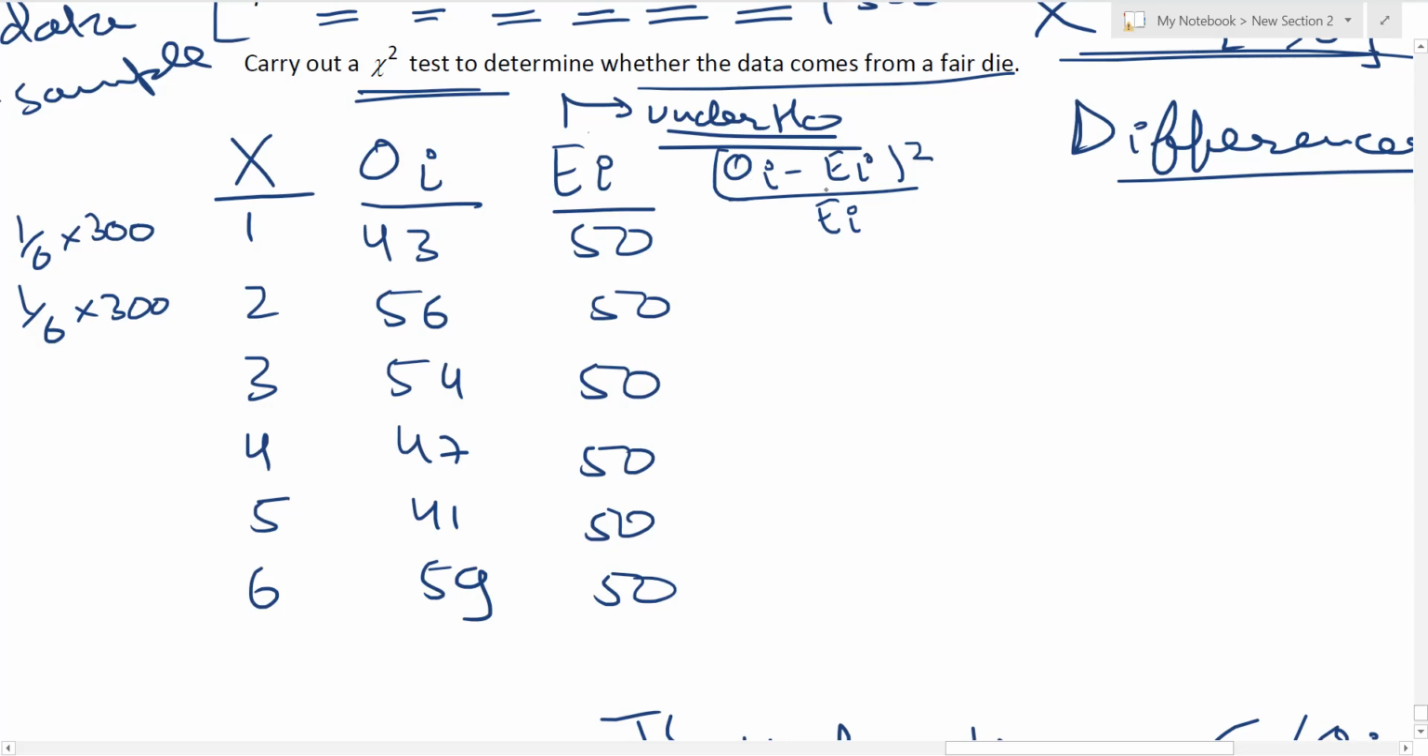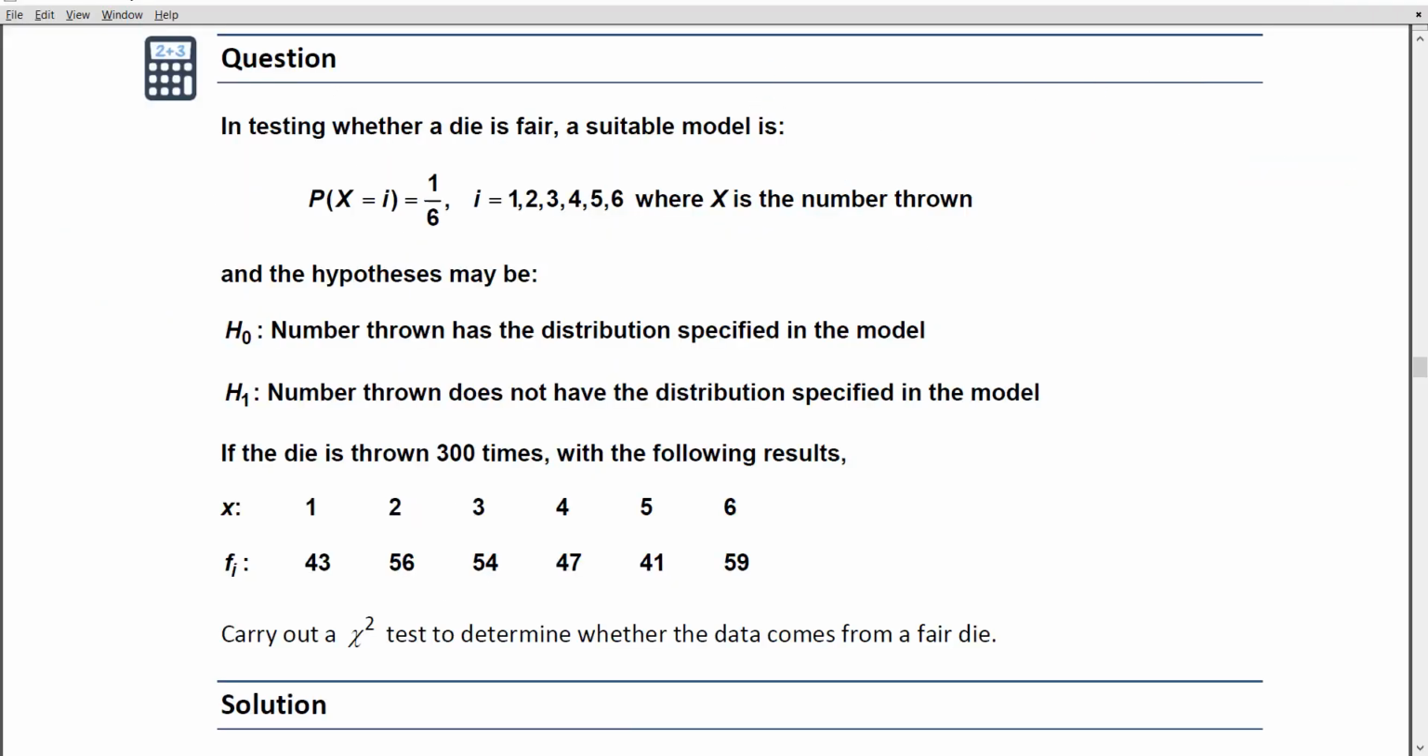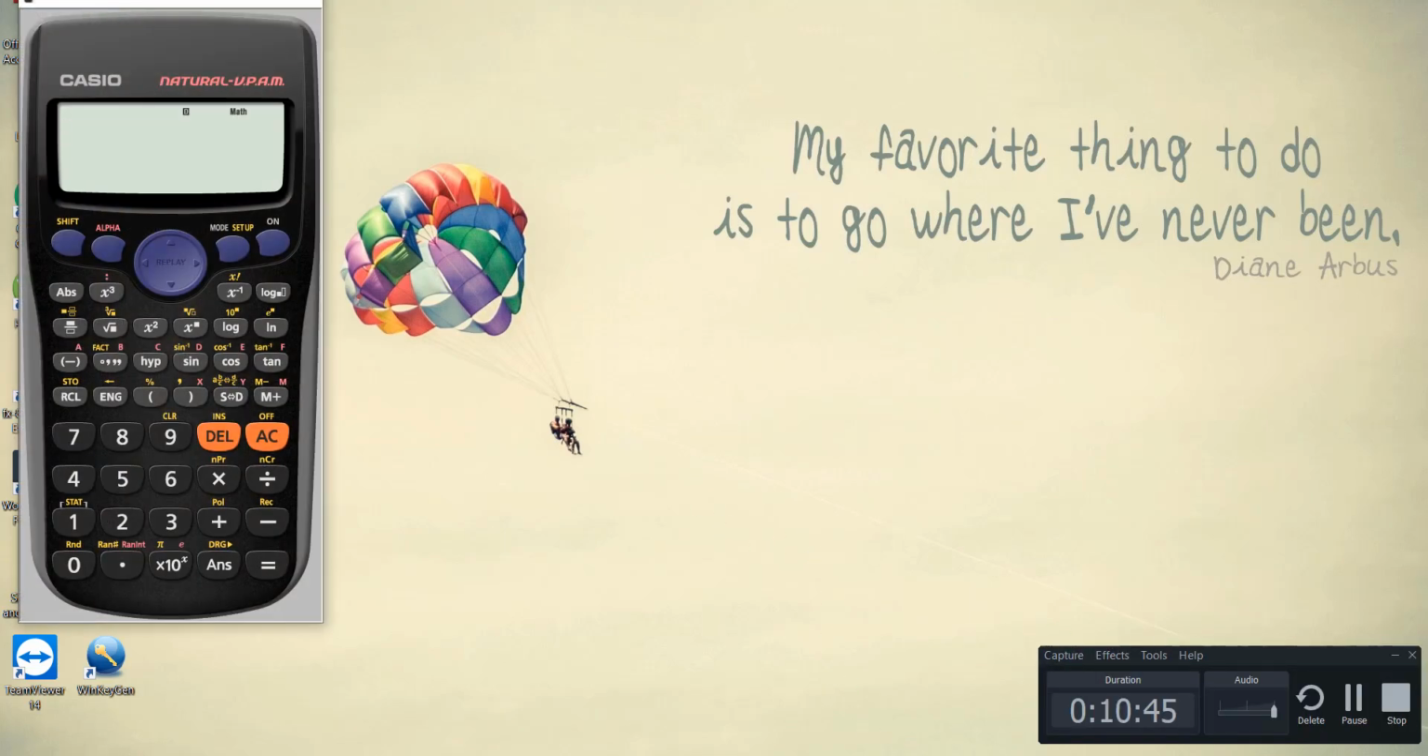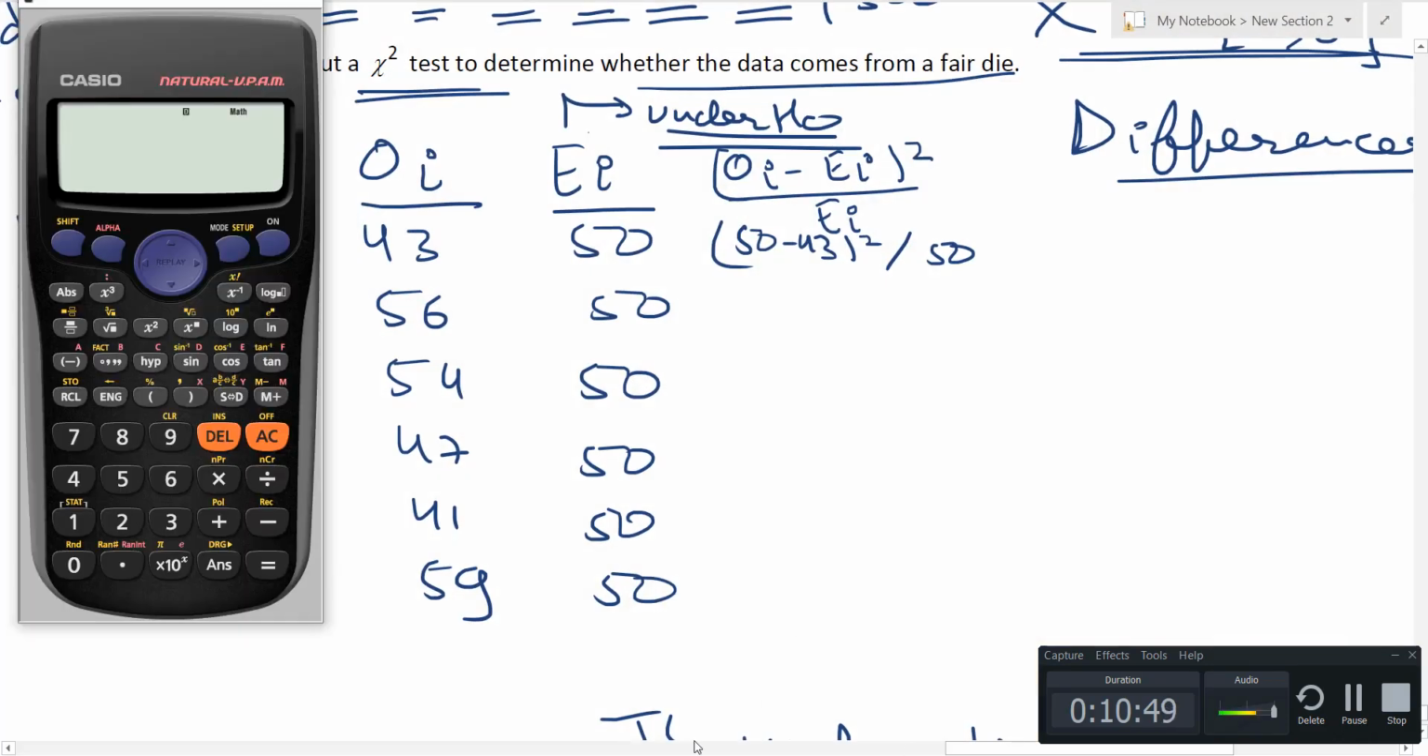Now let's compute all of these, OI minus EI whole square divided by EI. So how will I do it? For the first one, it would be 50 minus 43 whole square divided by 50. This is how you calculate. I'll do it on a calculator for you. So here's my calculator. Let's look at it on a calculator, right? So it's 50 minus 43 by 50.